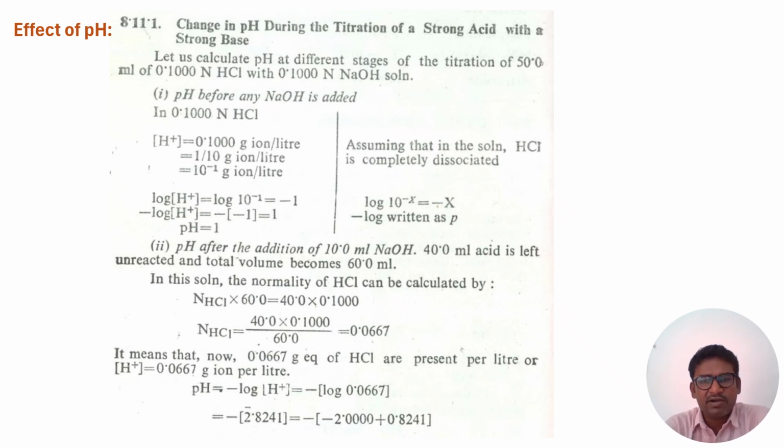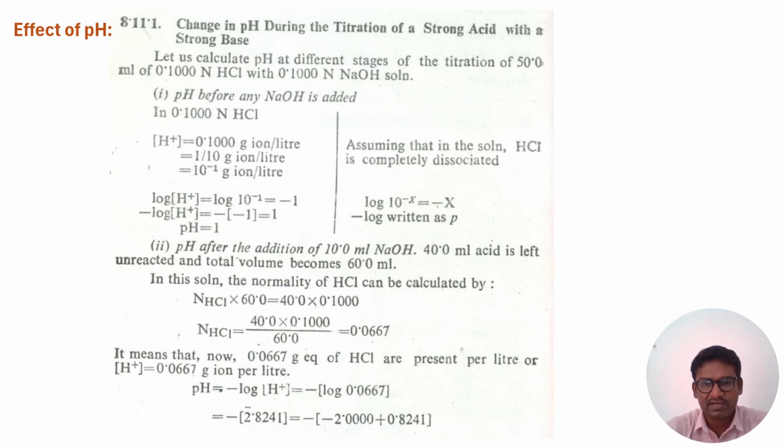So in this case, the normality of HCl can be calculated using V1 N1 is equal to V2 N2. That is 60 ml is V1, and N1 is the normality we want, equal to V2, which is 40 ml, and N2 is equal to 0.1. Therefore the normality is equal to 40 into 0.1 divided by 60. That gives 0.0667. Now we have calculated the normality of HCl. It means 0.0667 gram equivalent of HCl is present per liter.